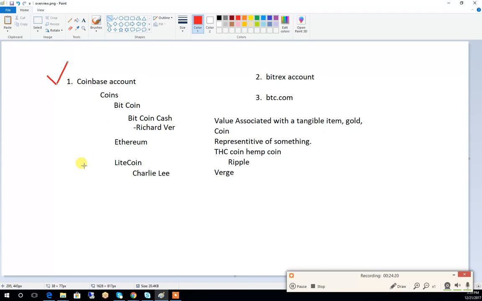After you do step one, then what do you do? You got to buy coins, right? So this is going to be your step two. And then after you buy your coin, usually I buy Litecoin because it's a lot faster than Bitcoin or Ethereum. So I usually get Litecoin. I'm not using Bitcoin Cash, and it's not available yet on Coinbase. So, all right.